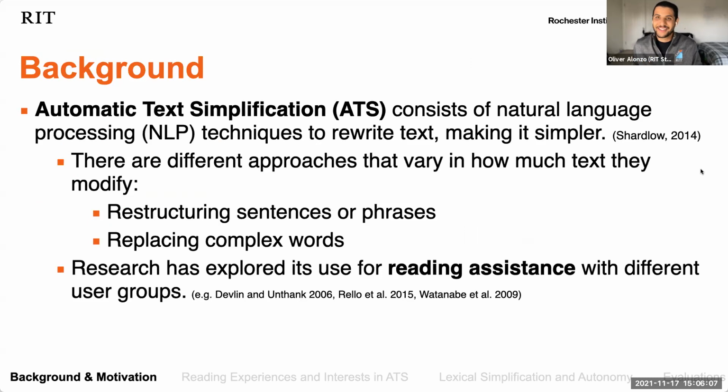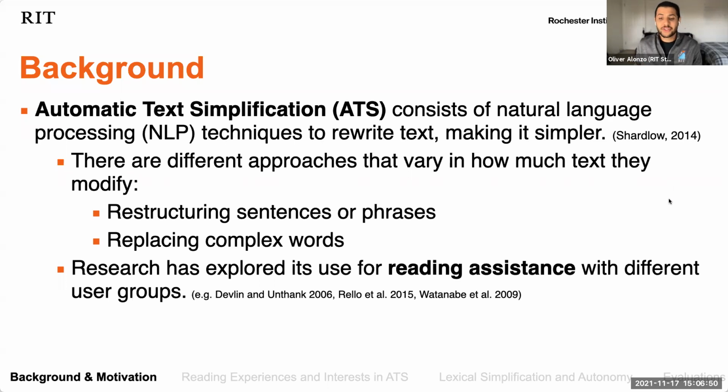Before I jump into the studies that I'll be discussing, let me give you a little bit of background and motivation as to what is automatic text simplification and why that may be beneficial for deaf and hard of hearing adults. Automatic text simplification consists of natural language processing techniques that aim to rewrite text, making it simpler, but preserving the meaning of the original text and also grammatical correctness. There are different approaches that vary in how much text they modify. It can be done by restructuring sentences or phrases, which is called syntactic simplification, but it can also be done by replacing individual complex words with simpler synonyms, which is also known as lexical simplification.